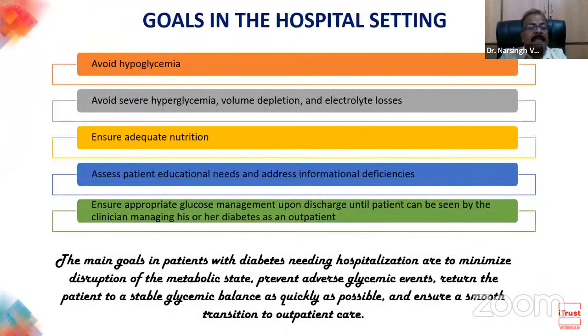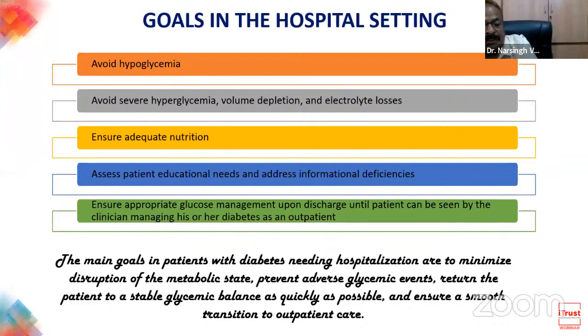Goals of the hospital setting: avoid hypoglycemia, avoid severe hyperglycemia, volume depletion, and electrolyte losses. Ensure adequate nutrition, assess patient education and needs, and address informational deficiencies. Ensure appropriate glucose management upon discharge until the patient can be seen by the clinician managing his or her diabetes as an outpatient.